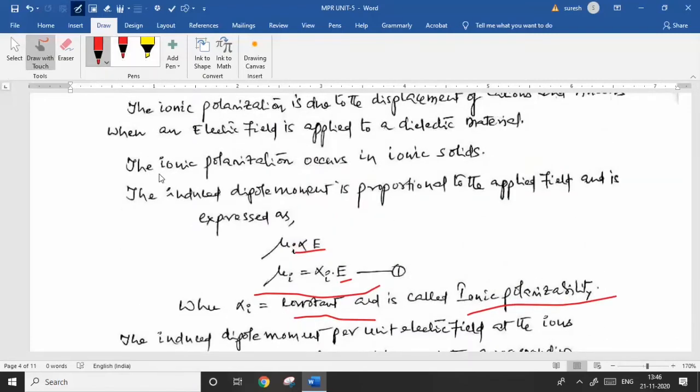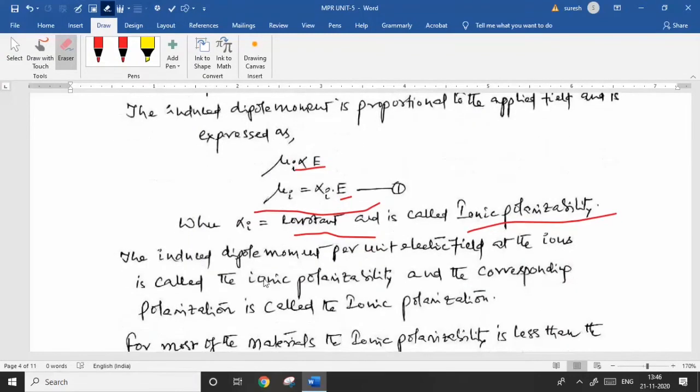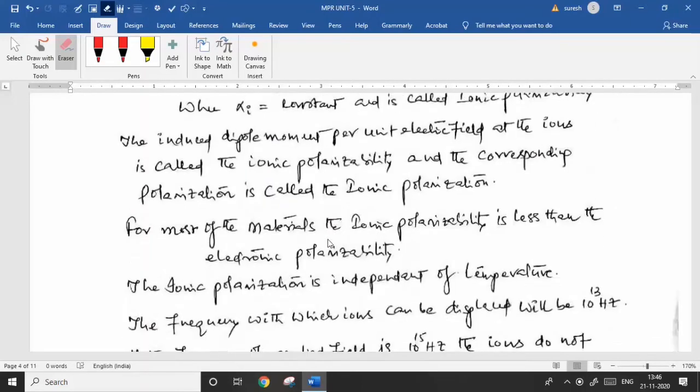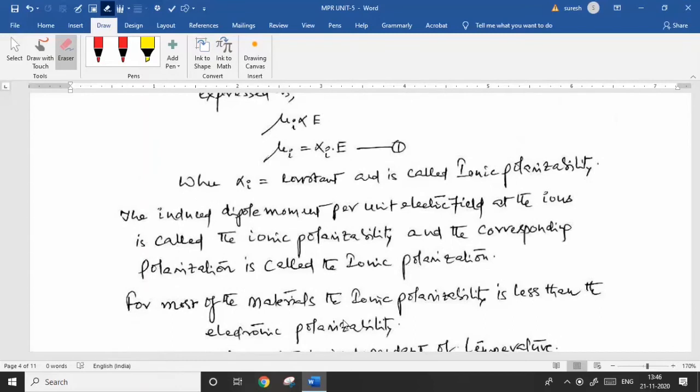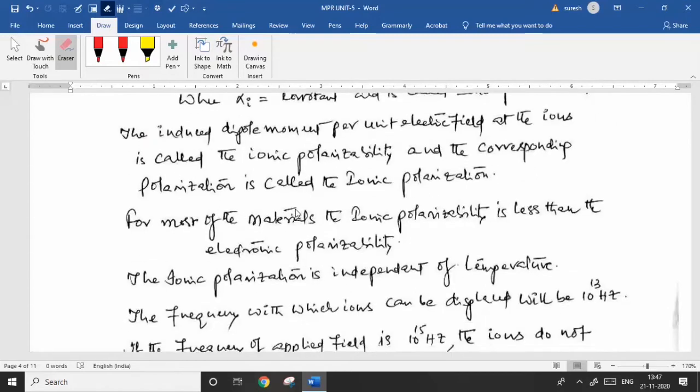Now, strictly speaking here, the dipole moment for unit electric field at the ions is called ionic polarizability. So that means we can say the induced dipole moment for unit electric field at the ions is called ionic polarizability, and my ionic polarizability is always corresponding to the polarization. Such polarization I am going to call ionic polarization.